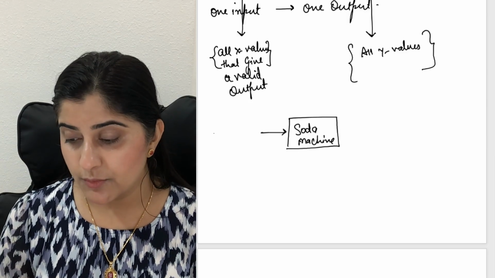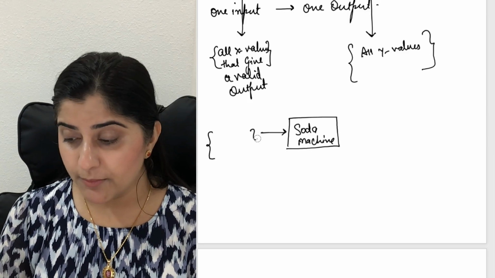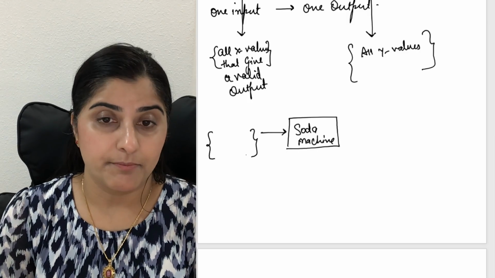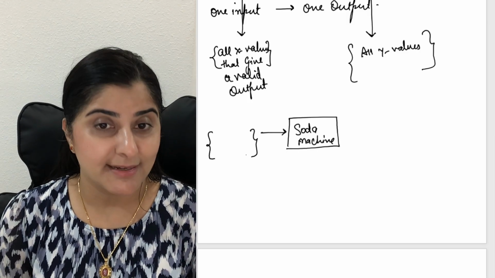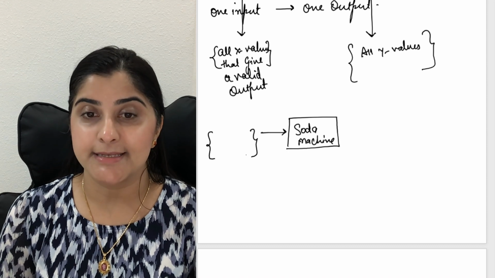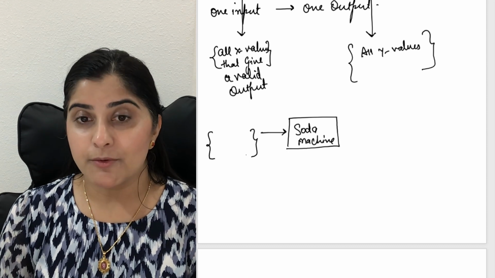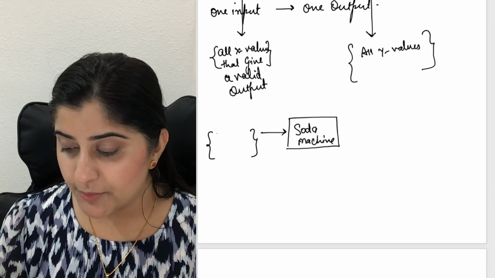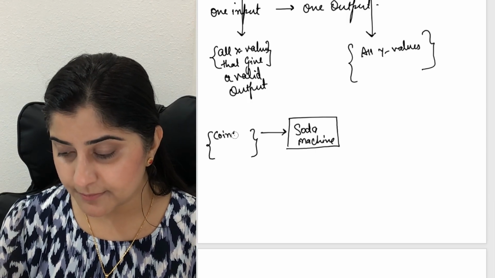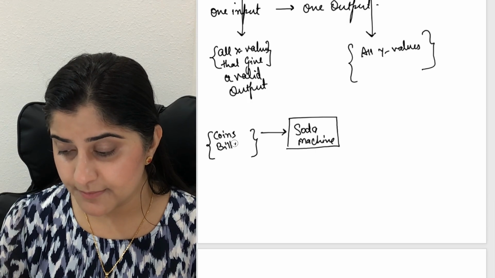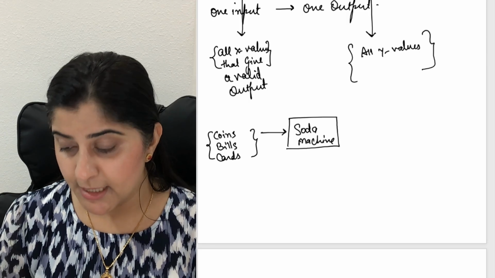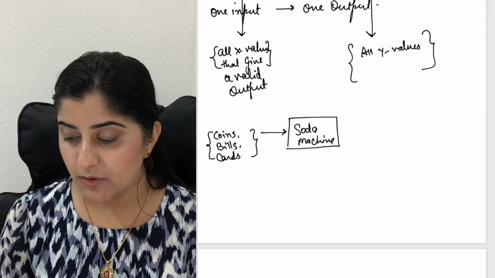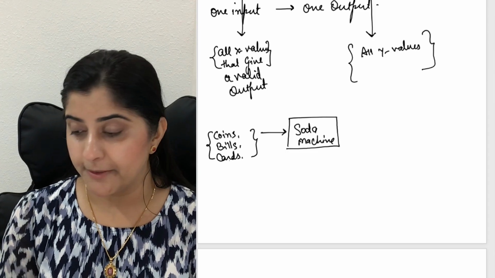Can we input anything and get a valid output? Can we input a pen or paper in the soda machine and get an output? No, it will get stuck. So the inputs are only those x values which give you an output. You can input coins, bills, and cards. These are the valid inputs, and if you write them in a set, this is called the domain of the soda machine.